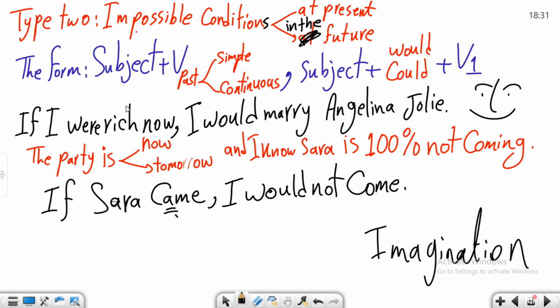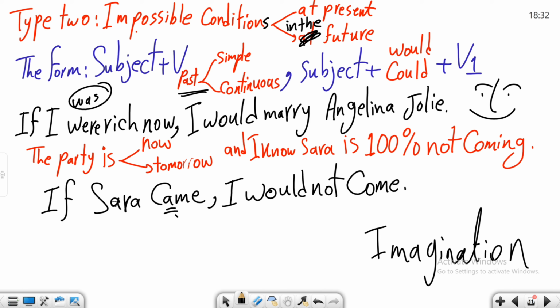Now let's take some examples and we explain what we mean by saying impossible conditions. This is here, the first part. If I were rich now, I would marry Angelina Jolie. Now, why did I use "I were"? Teacher, this is past simple. We understood it's past simple. You could say "if I was rich." Can I use was? Yes, I can.